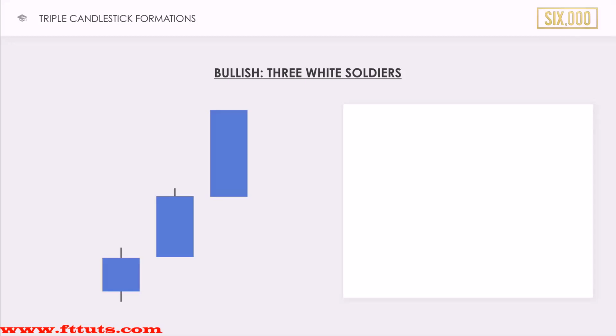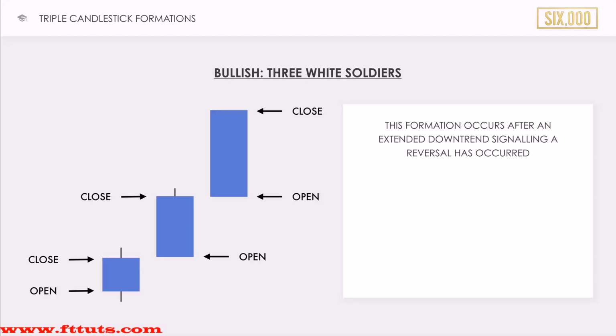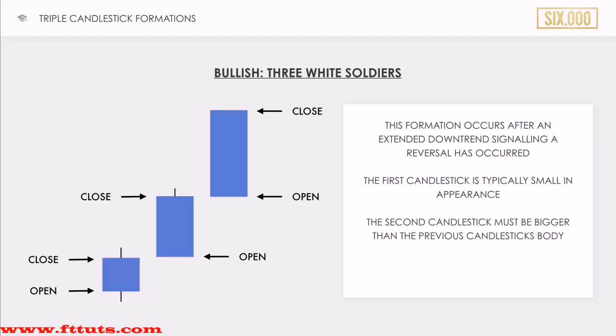Now our second triple candlestick formation for the bullish patterns is the three white soldiers. In this formation, there are no indecision candlesticks, no bearish candlesticks, just simply three bullish candlesticks, one after another. This formation occurs after an extended downtrend, signaling a reversal has occurred. The first candlestick is typically small in appearance, so you can see here it's a very small candlestick to start off this move. The second candlestick must be bigger than the previous candlestick's body, so you can see the second candlestick is almost twice the size of the first.